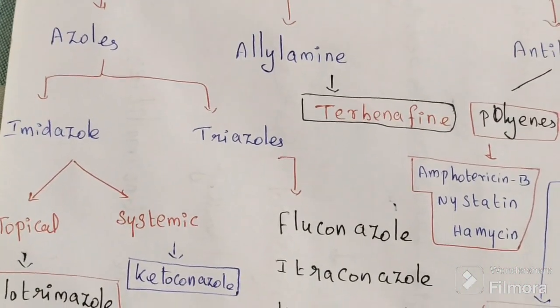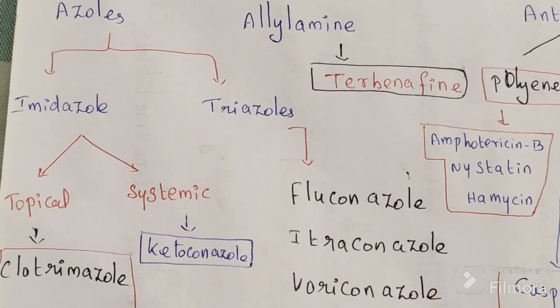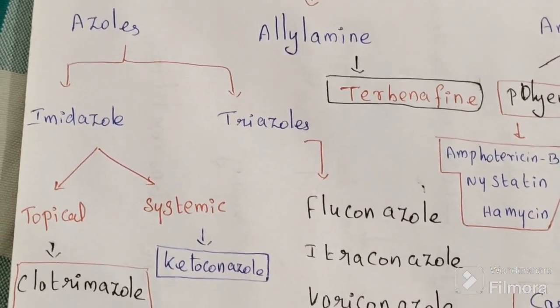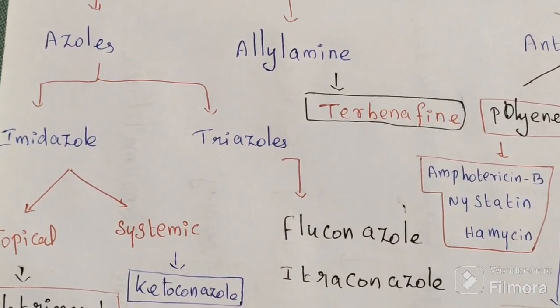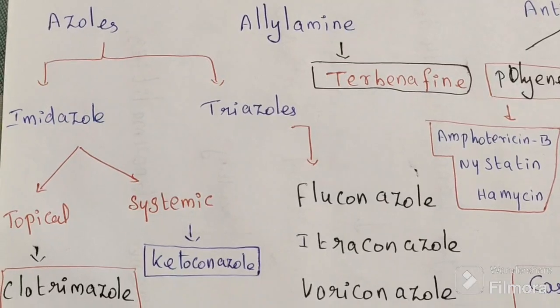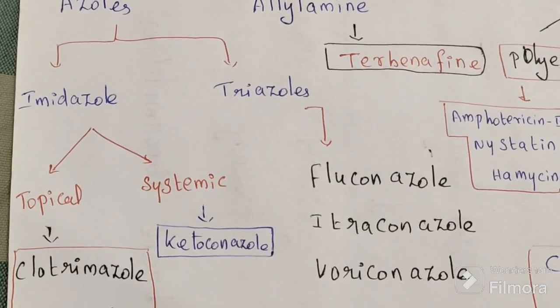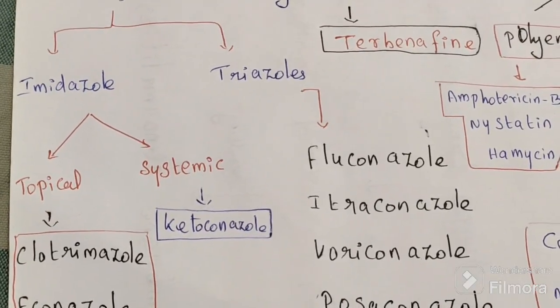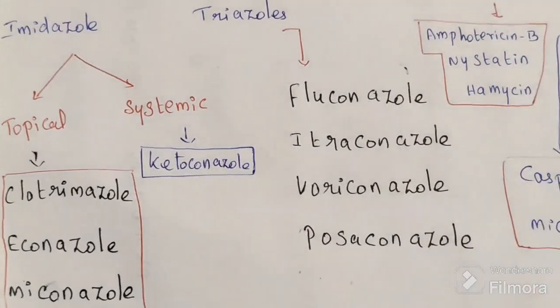The azole group is further divided into imidazole and triazole. The imidazole have two types, topical and systemic.